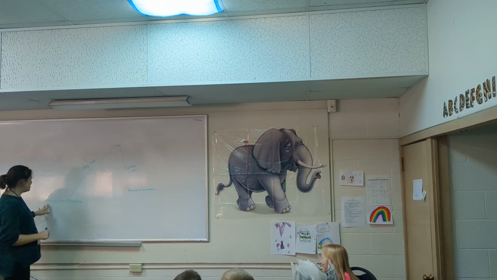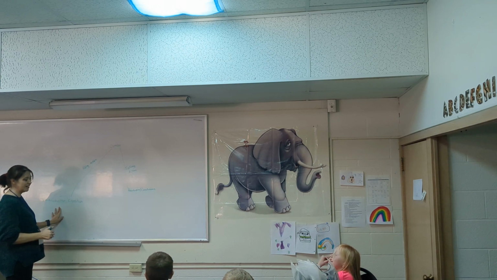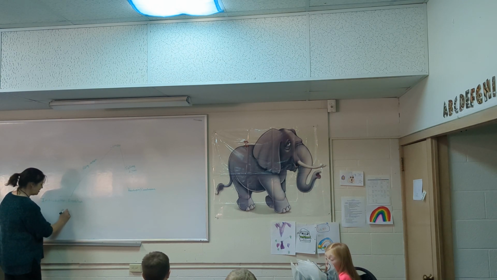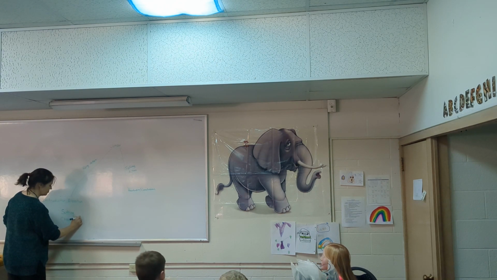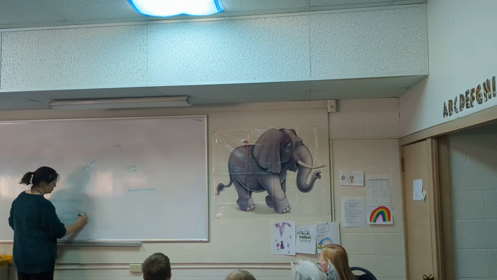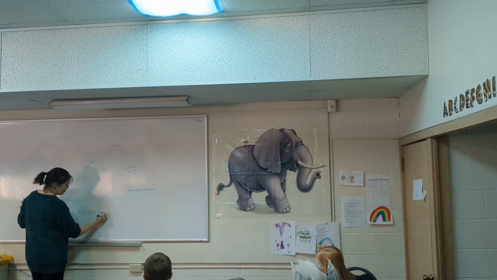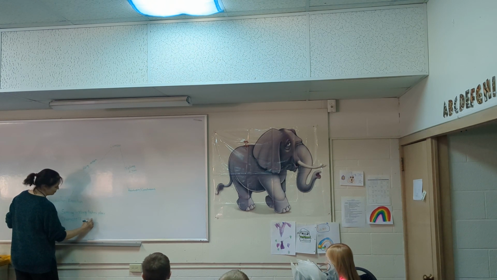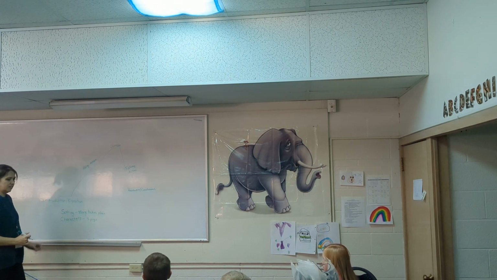Okay, so there's an introduction, and sometimes when you get in older grades, it'll be called an exposition. There's an introduction to the story, and this is where you get your setting and your characters. So, guys, what's a setting? Where the story takes place. Yes, very good. This is where the story takes place. And who are the characters? Like the Three Little Pigs. There's 3, and then the big bad wolf.